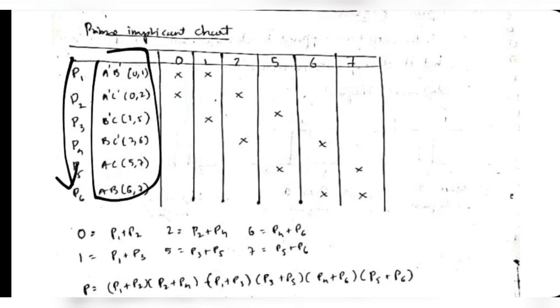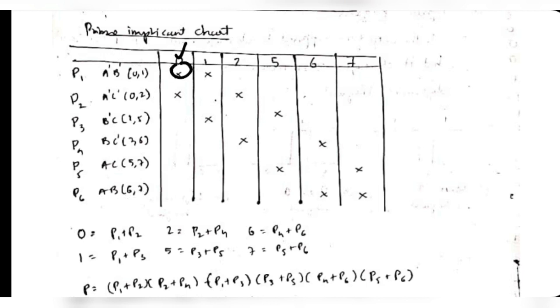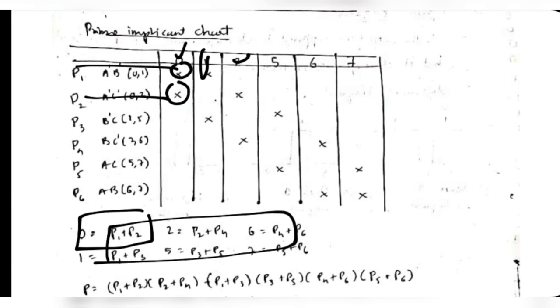Then you will write the values for each of these min terms. So for 0 it will be P1 plus P2, since for 0 there is an x for P1 and an x for P2. So you will write 0 as P1 plus P2. Similarly for all others you will write this, and then you will multiply each of these terms.